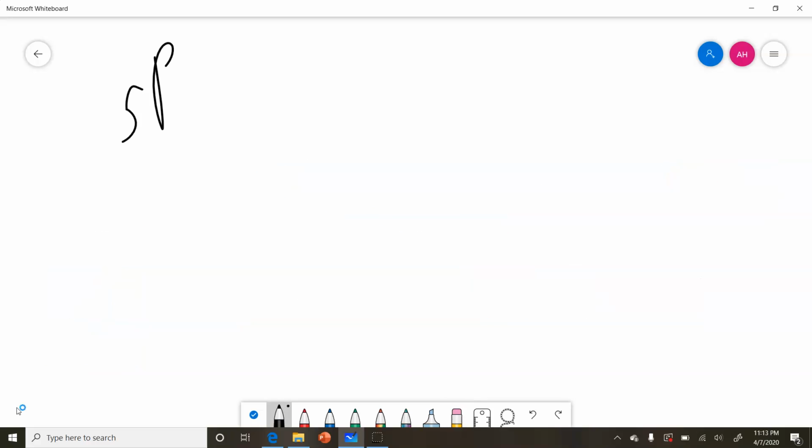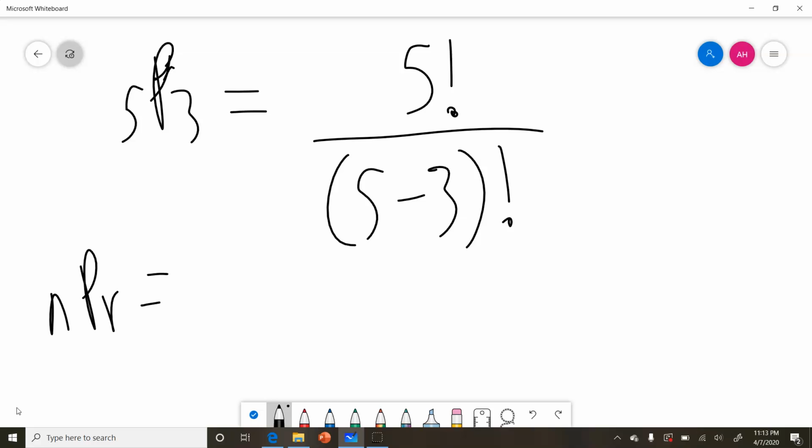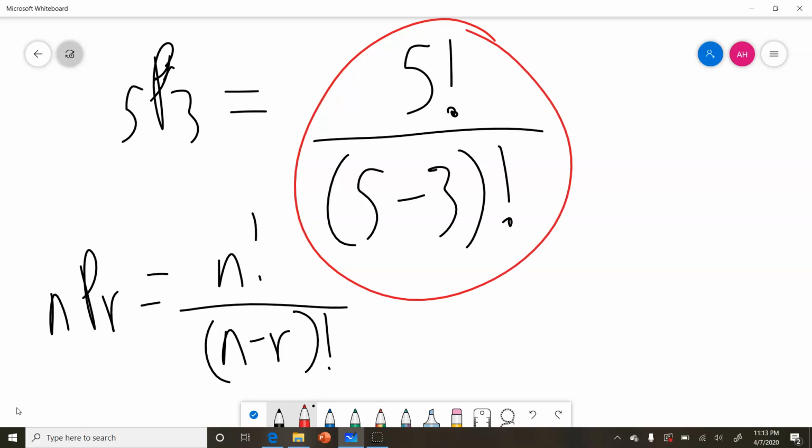5p3. So the way this works is that on the top is 5 factorial, and on the bottom is 5 minus 3 factorial. If you look in your book, this is what the formula actually is: nPr is equal to n factorial over n minus r factorial. Now, you don't necessarily have to understand how all this works. That's why I'm giving you this example right here. So just follow along with that.